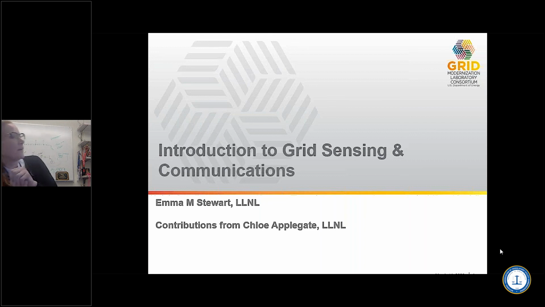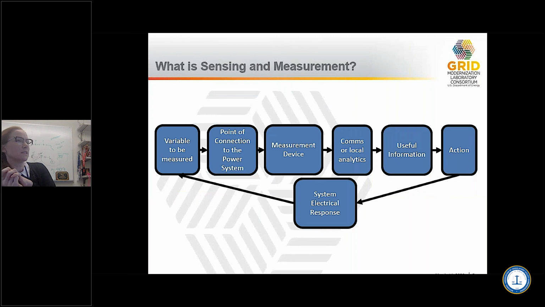Hi there. I'm quickly going to give a couple of introductions to how we sense components on the grid and how we communicate them. Kevin's done a great introduction to what all the pieces are that go together. I'm just giving the basic introduction as to how we actually measure them. So first slide. Very basically, what is actually sensing and measurement? What are we trying to do here? How do we get from the point of measurement to the point of useful information and action?